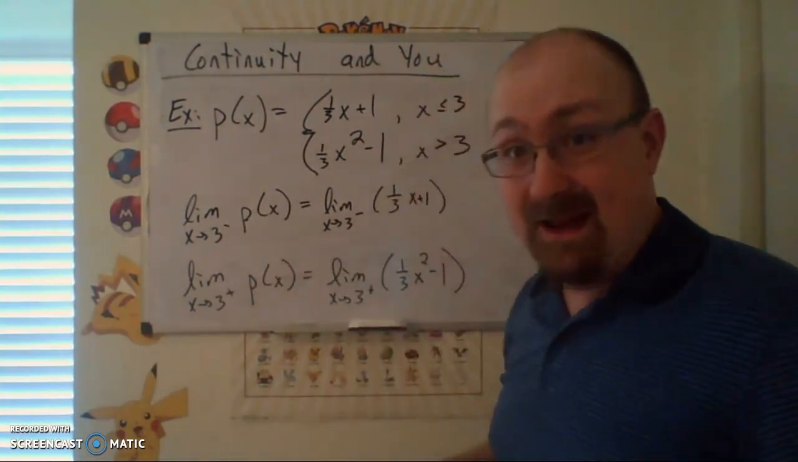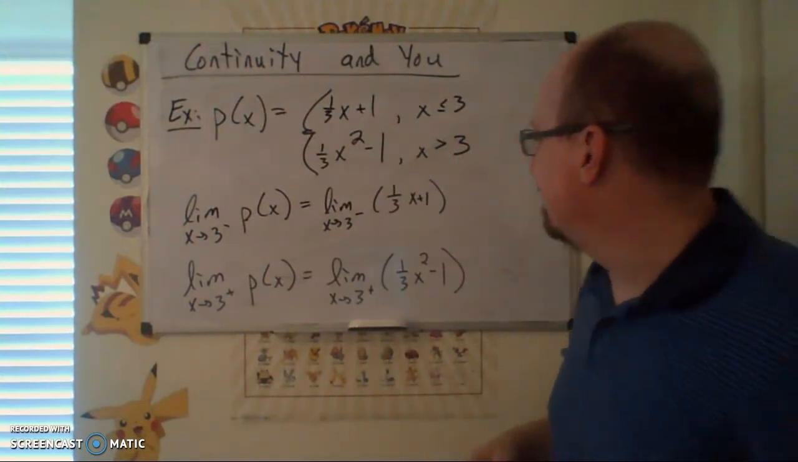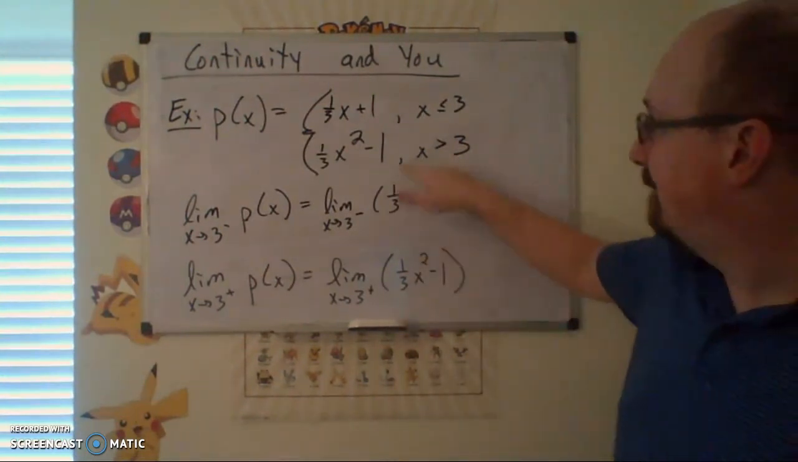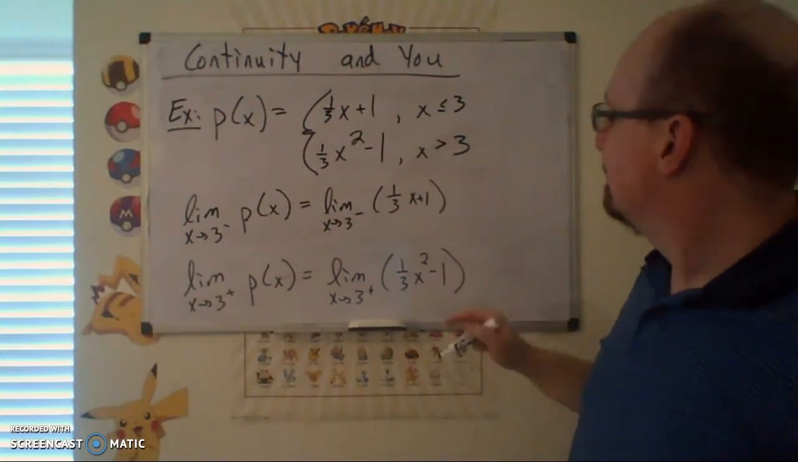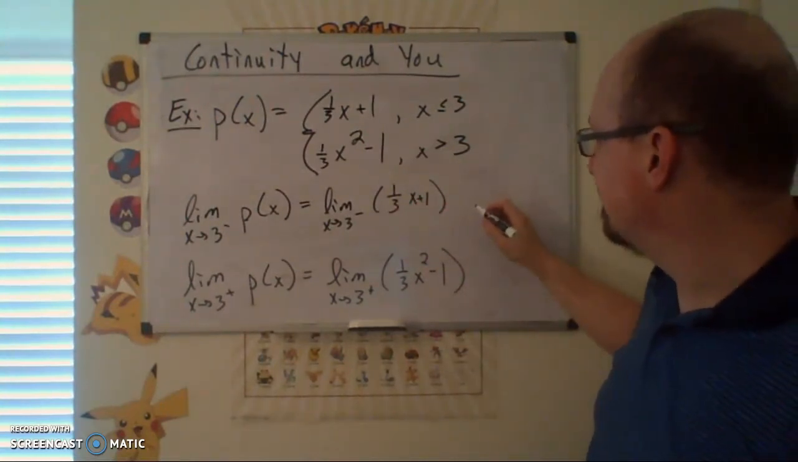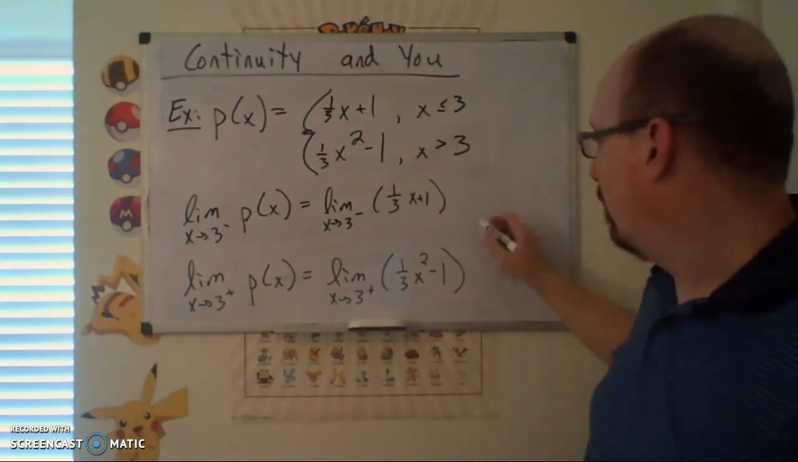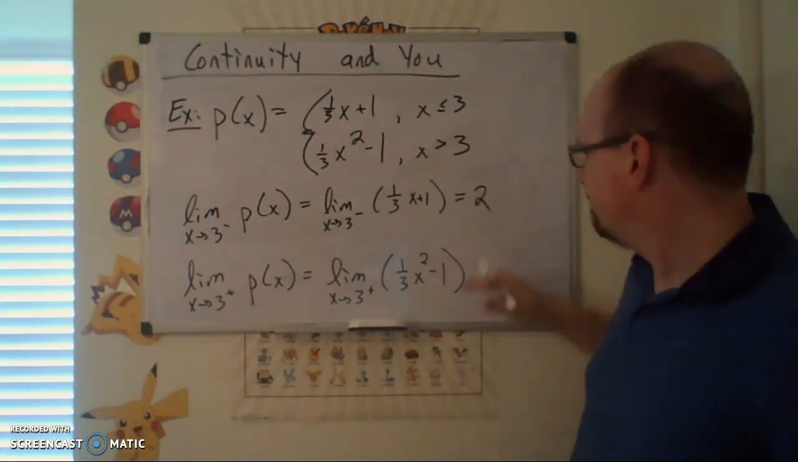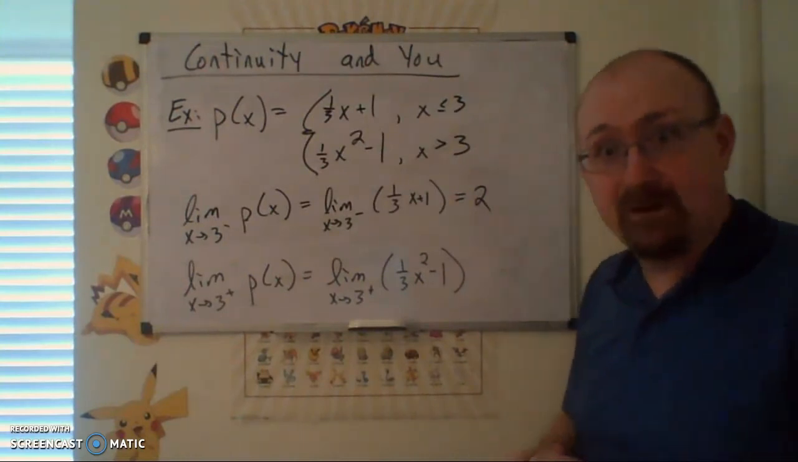Now let's check our left and right-hand limits at that possible junction point at x equals 3. From the left, we use the linear piece. So 1/3 times 3 plus 1 if we do our direct substitution. 1/3 of 3 is 1. 1 plus 1 is 2. Sorry. Yeah, 1 plus 1 is 2. I freaked myself out there.